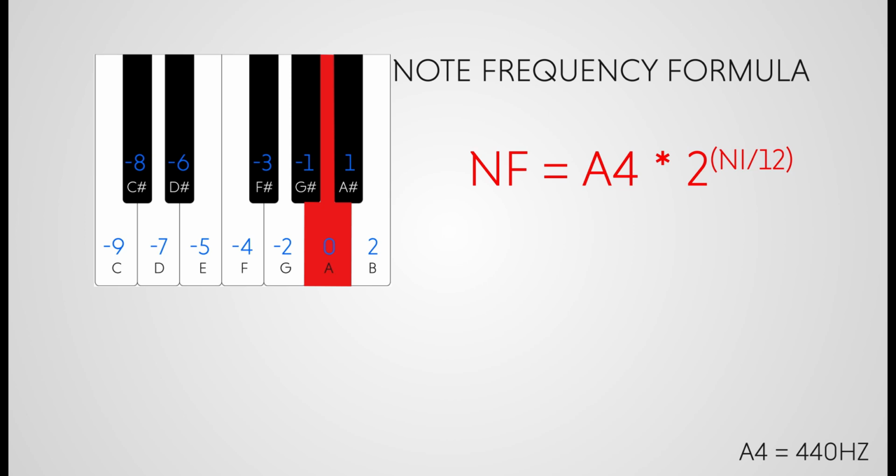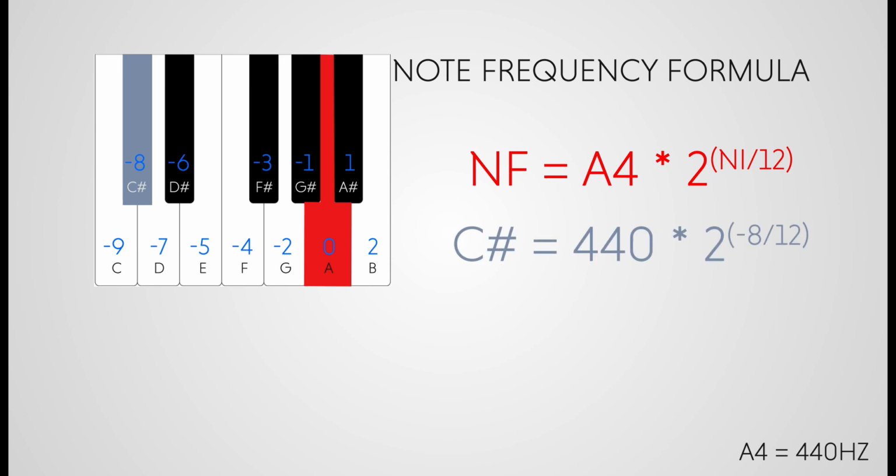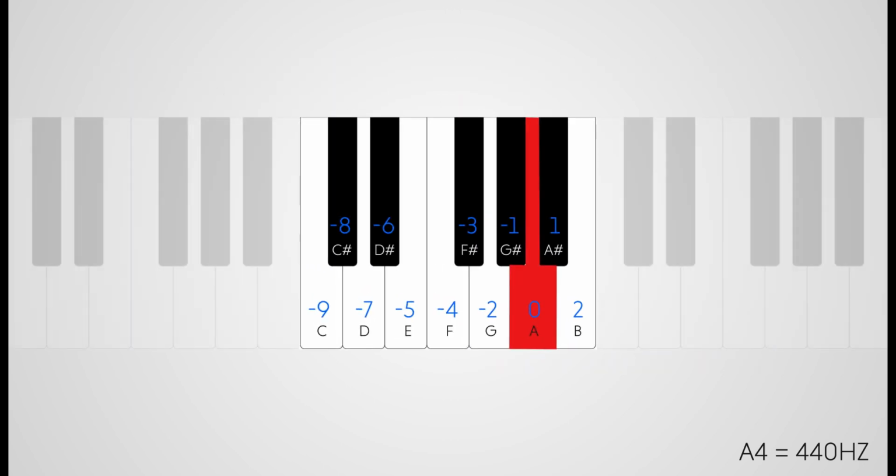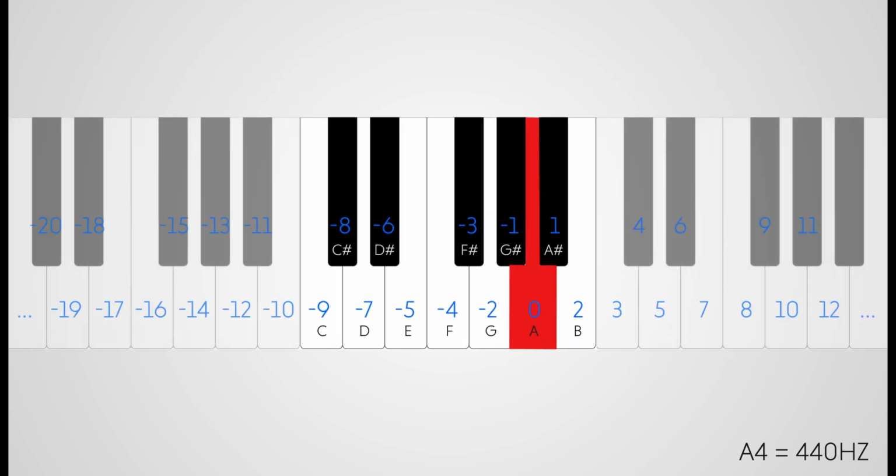So for example, let's take C sharp with index of -8. So 440 times 2 to the power of -8 divided by 12 is 277.18 Hz. And that's the wave frequency for C sharp. Now extend the indices throughout the entire keyboard and you can get any note frequency.